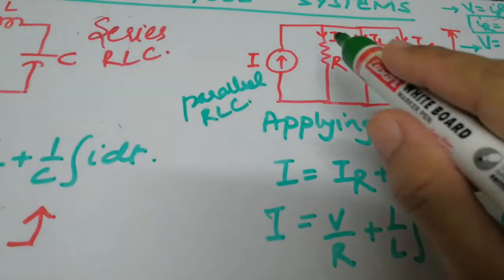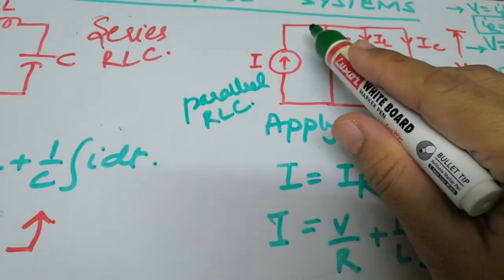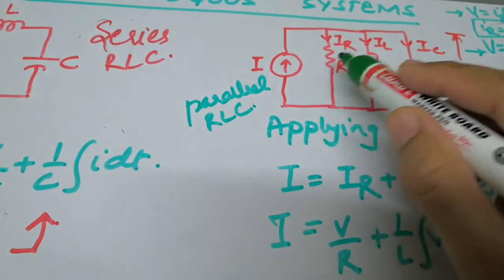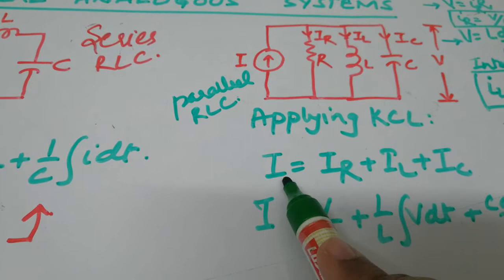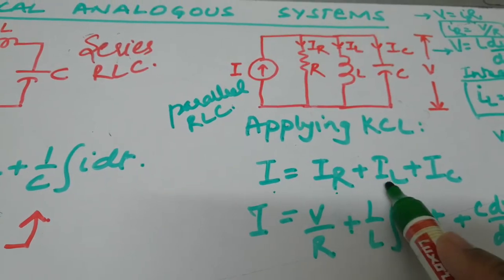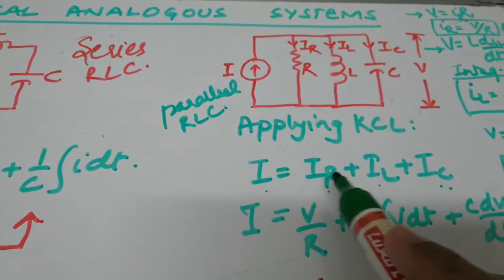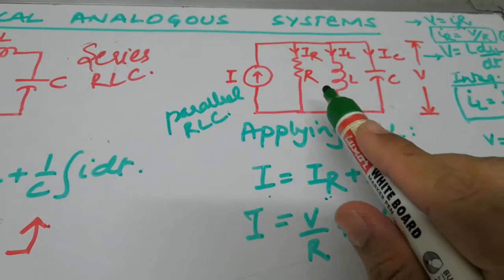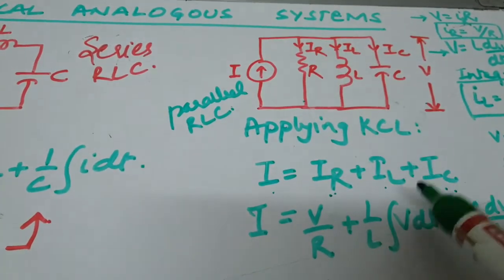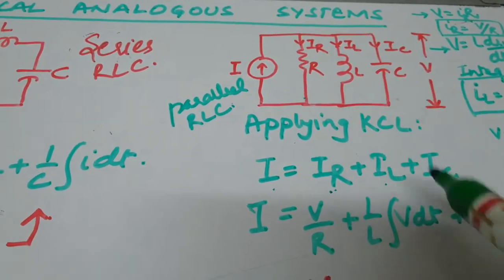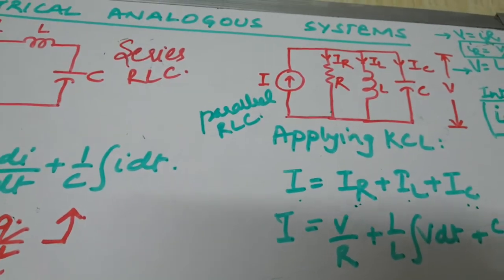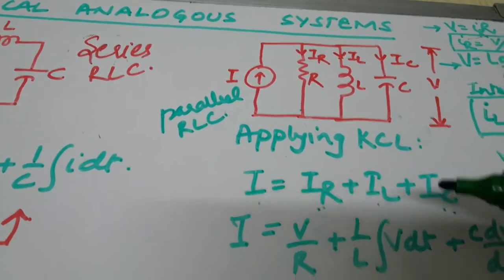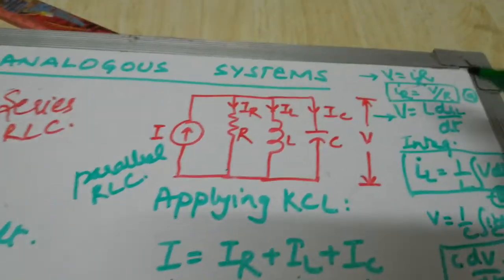Now applying KCL here. This is the total current I ingoing, and this is IR, IL and IC. So according to KCL, I equals IR plus IL plus IC. Now we have to replace IR in terms of V and R, similarly IL in terms of V and L, and IC in terms of V and C. So let's go for a quick recap of how we can replace them.